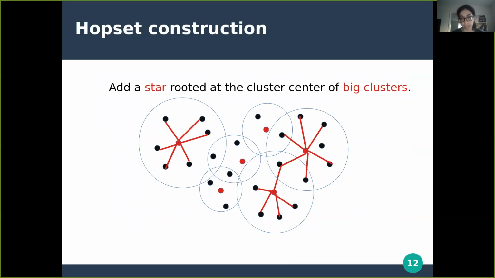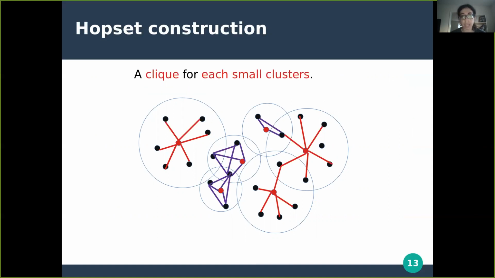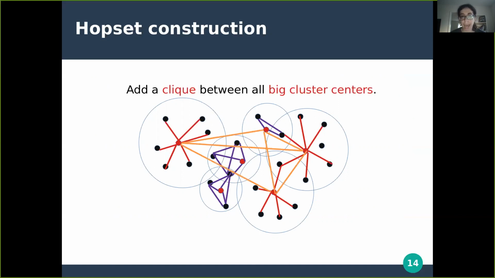Let me show this with a picture. First, we add a star rooted at the center of each big cluster. Then we add a clique inside each small cluster. And we add a clique between all big cluster centers.